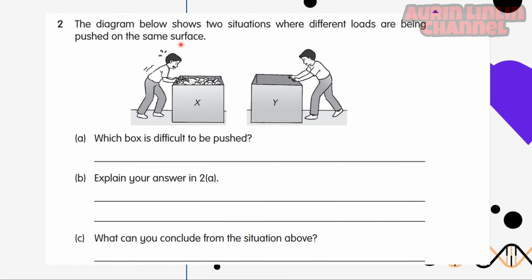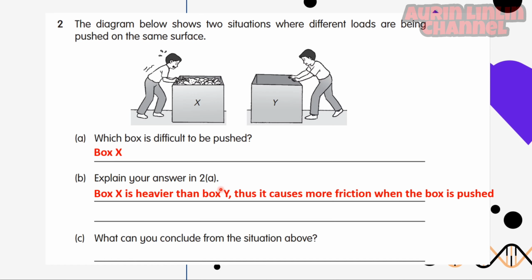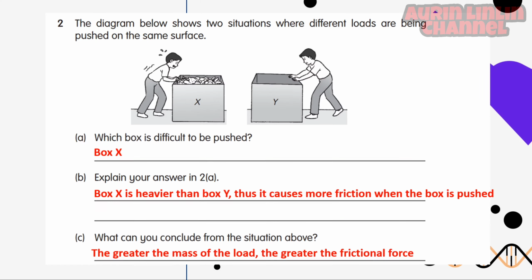2. The diagram below shows two situations where different loads are being pushed on the same surface. This is box X and box Y. A. Which box is difficult to be pushed? And the answer is box X. B. Explain your answer in 2A. Box X is heavier than box Y, thus it causes more friction when the box is pushed. C. What can you conclude from the situation above? The greater the mass of the load, the greater the frictional force.